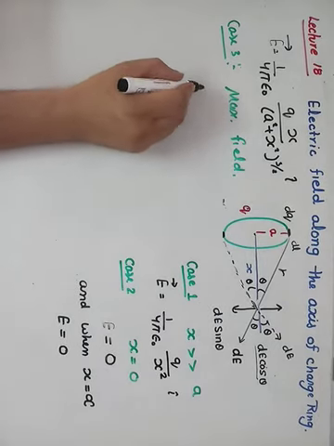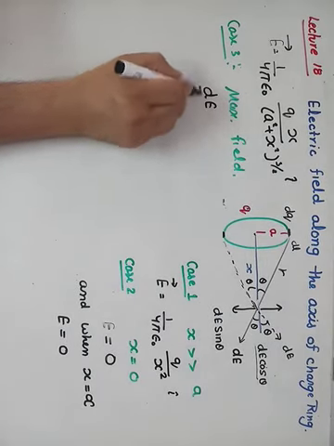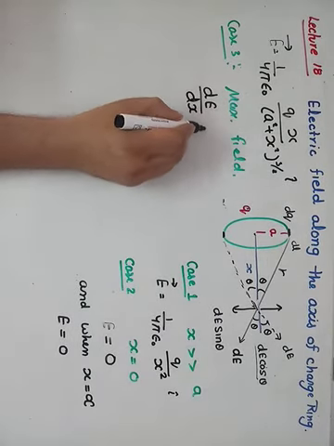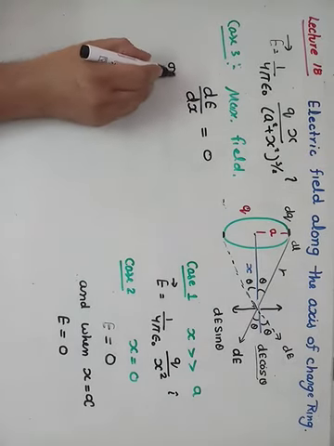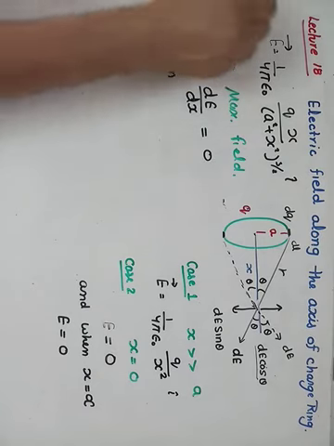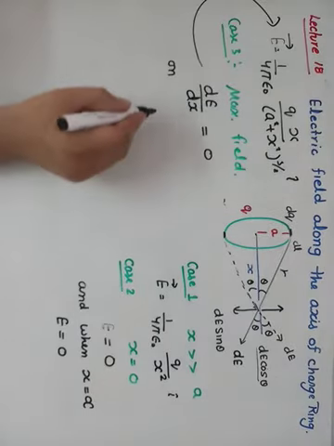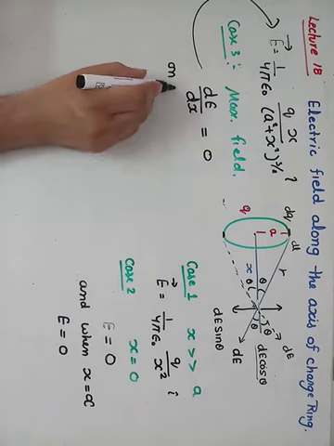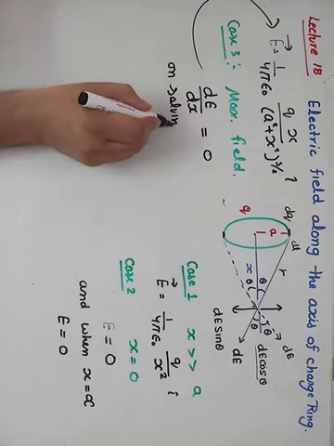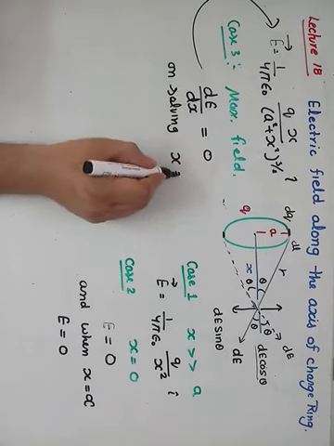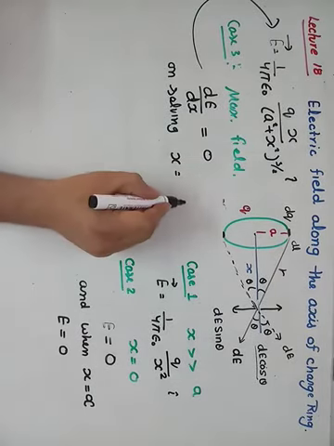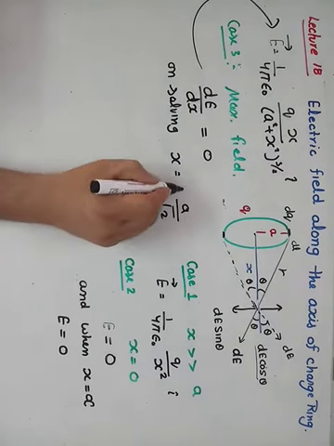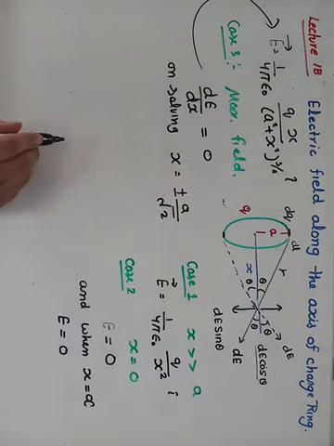Non-medical students can easily find it if we differentiate the function with respect to the variable, say x, and put it to 0, we get the maximum value. On differentiating this term and equating to 0, and solving, we get x equals to a by root 2, plus minus on both the sides, where the electric field is maximum.